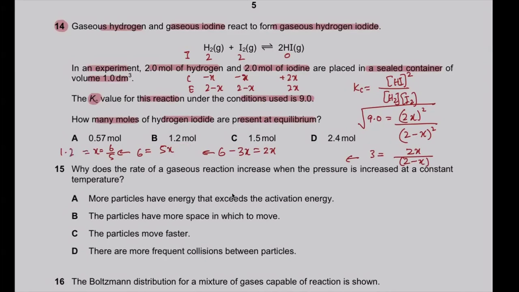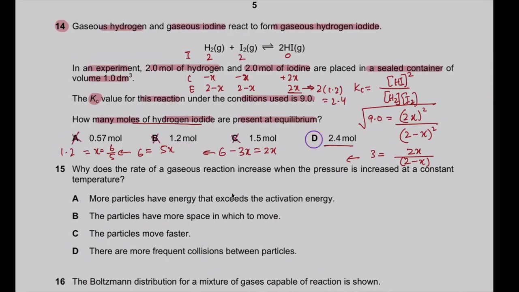And they are asking how many moles of hydrogen iodide. So it is 2x. This means 2 times 1.2, which makes it 2.4. So that is the correct answer. So don't hurry. A, B, and C go wrong, and D is the correct answer.